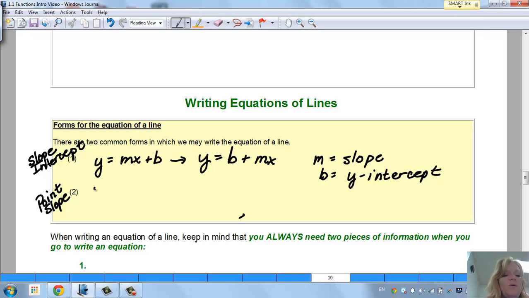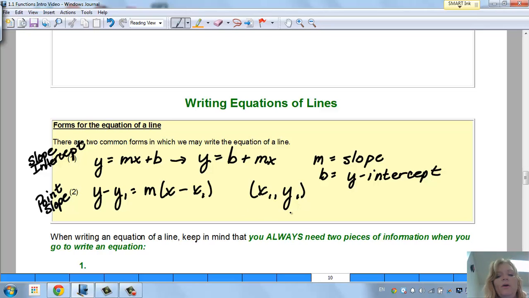So it's this way. y minus y1 equals m times x minus x1, where x1, y1 is your point. Okay, that's a little 1 here. x1, y1 is a point. And m is still your slope.